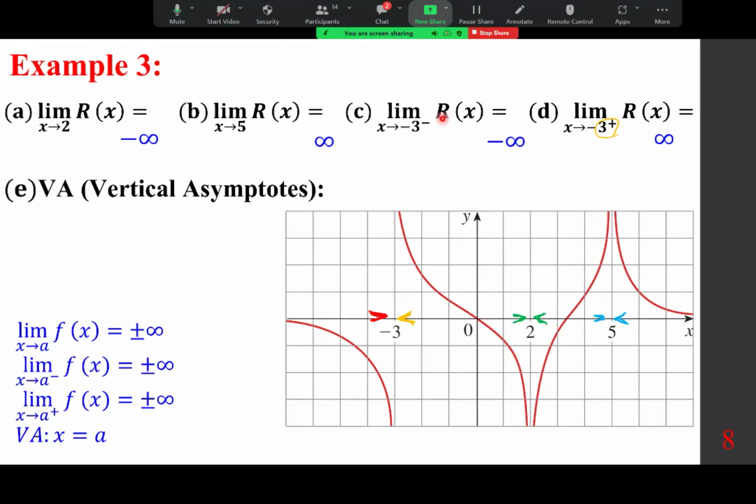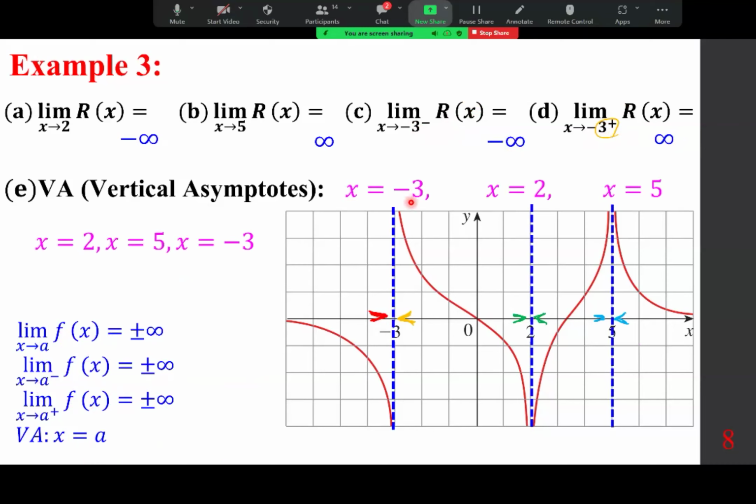Both of these, negative 3 from the left and negative 3 from the right, one of them goes to negative infinity, one of them goes to positive infinity. Both of them suggest x equals negative 3 is another vertical asymptote. x equals negative 3, x equals 2, x equals 5, those are vertical asymptotes. Remember, vertical asymptotes are not part of the graph. They help us graph the function. That's why they are dashed lines. They are not solid.